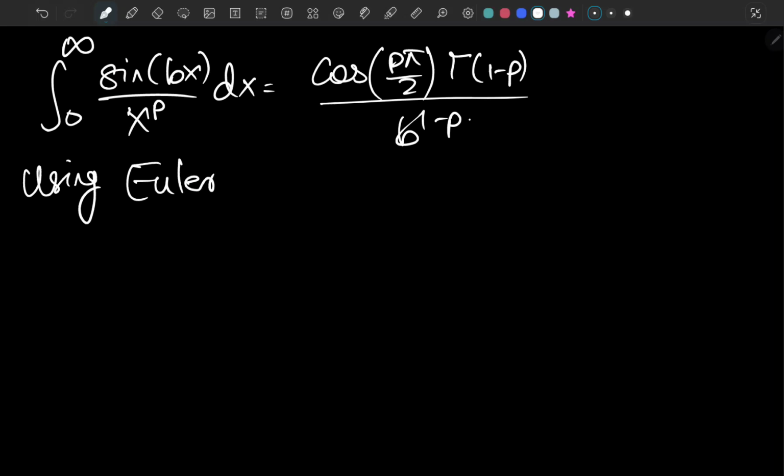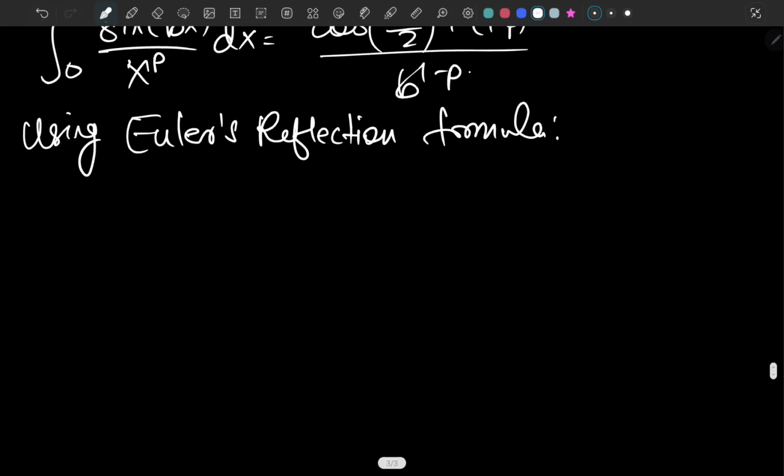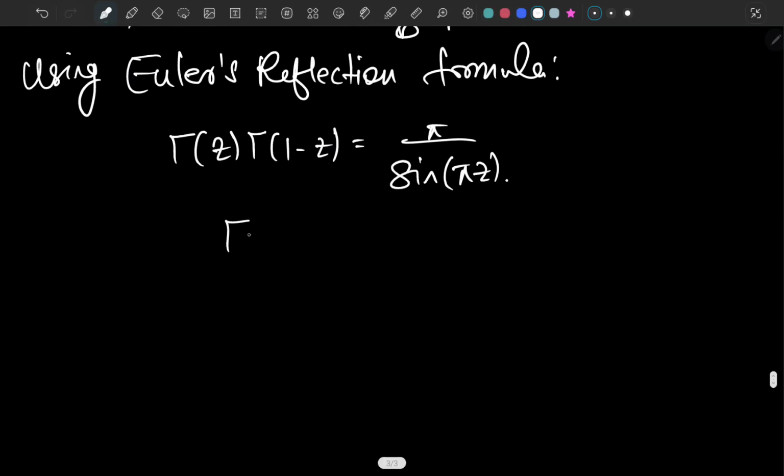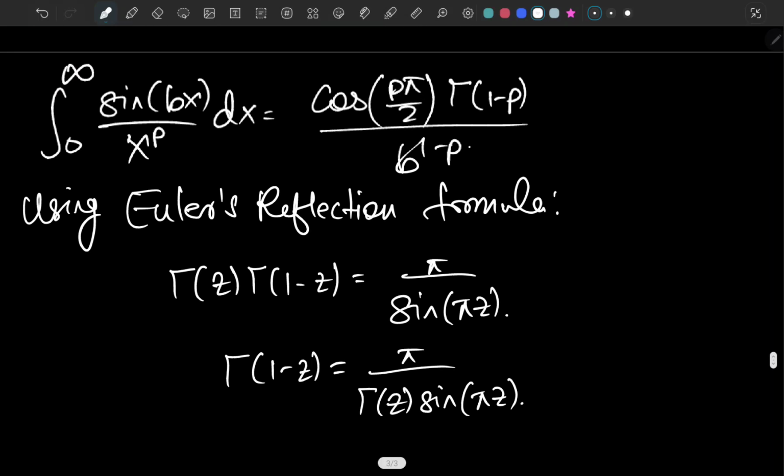Now using Euler's reflection formula. So why am I using that? Wait a second, let me just tell you. That's amazing. So we know Euler's reflection formula, and I have proved this one as well, so you can watch that too. It's sine pi z, and if we talk about isolating gamma of 1 minus z, it's pi over gamma of z times sine pi z.